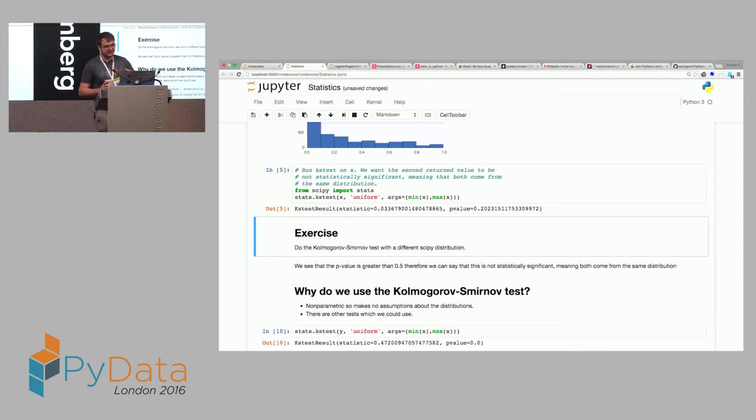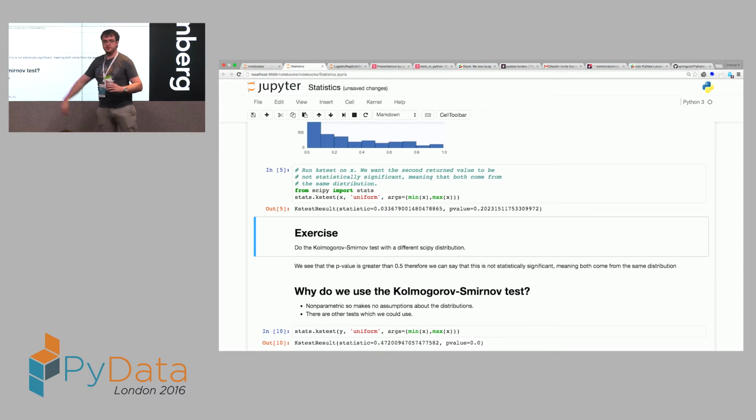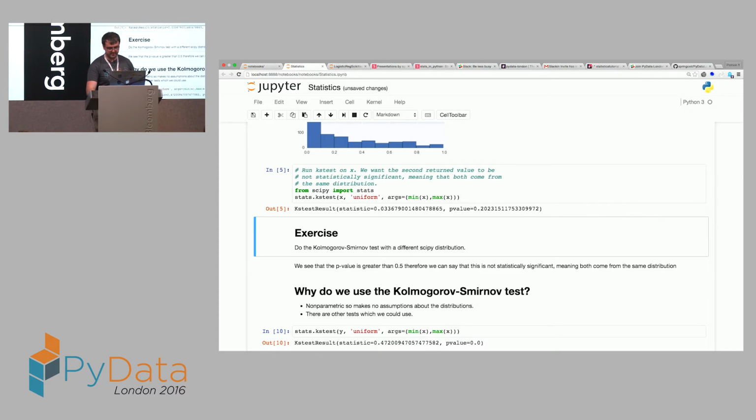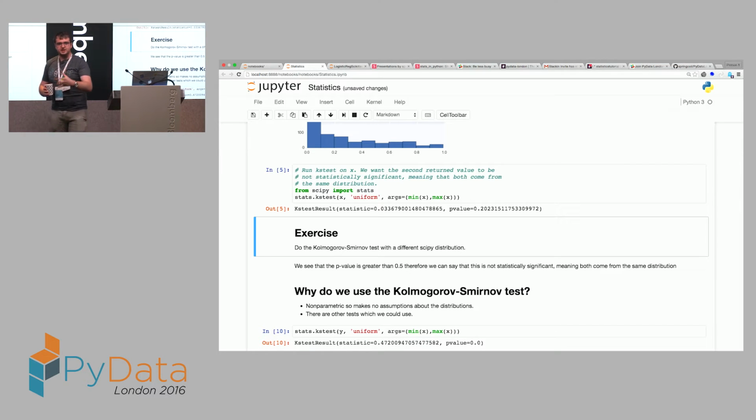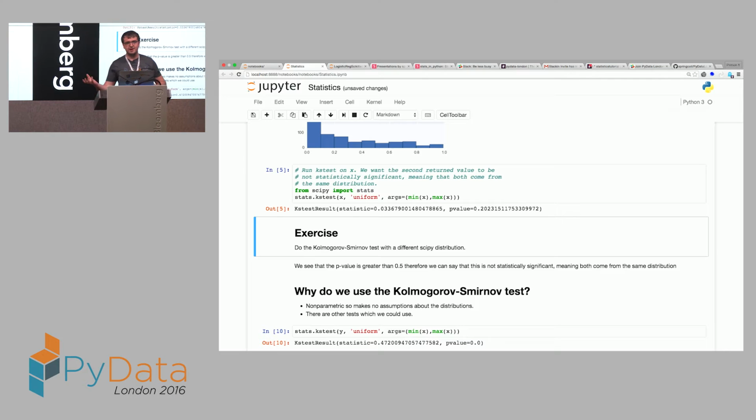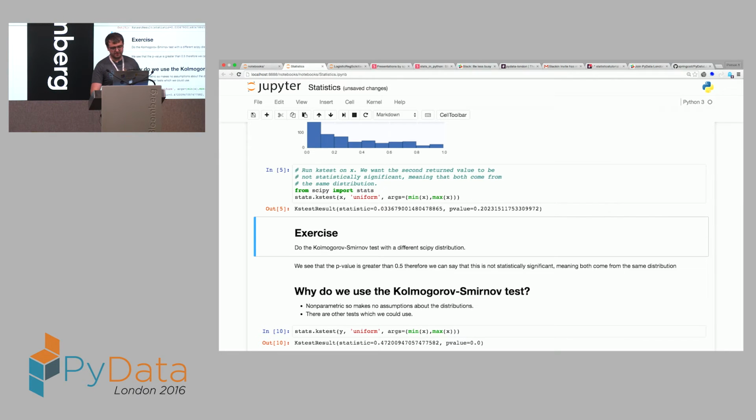From this, you can see that we want the second return value to not be statistically significant, meaning that they both came from the same distribution. So we've confirmed that X, our first distribution, is a uniform distribution. As an exercise, I want you to change that line, the uniform, to something else. You can put normal. I need to look at the documentation to know what the distributions are there, but binomial, whatever, and compare it. That's the kind of thing you can do just to get used to using this if you've never used SciPy for a statistical test before.